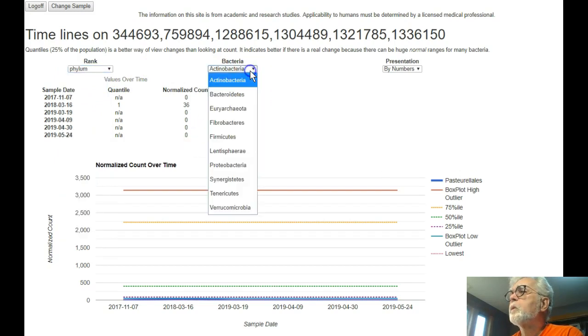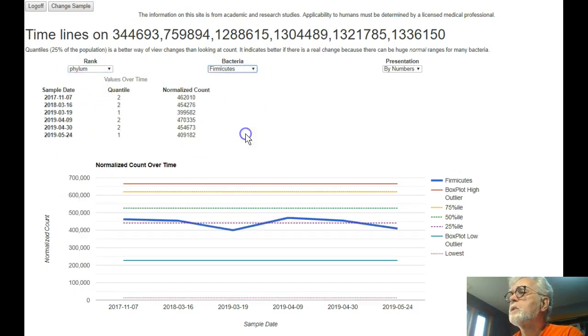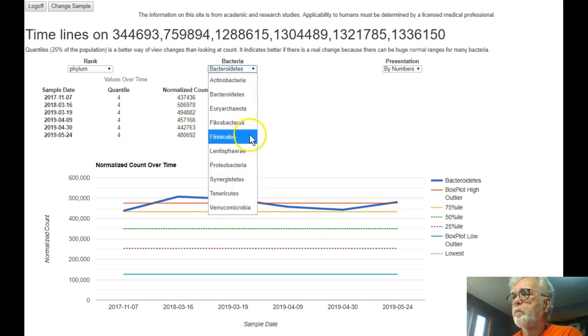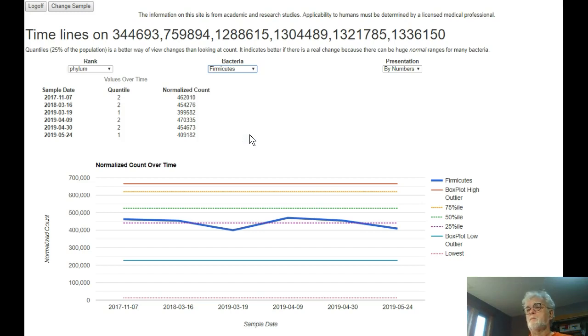The phylum level, much smaller group. Let's take a look at the firmicutes, and that one I'm sitting about the bottom 25%. Bacteroids, I'm on the top. So my ratio between those two is definitely abnormal, favoring the bacteroids, which is a far higher value than the firmicutes. So that gives you some tools to understand what is actually happening in your microbiome. Straightforward.